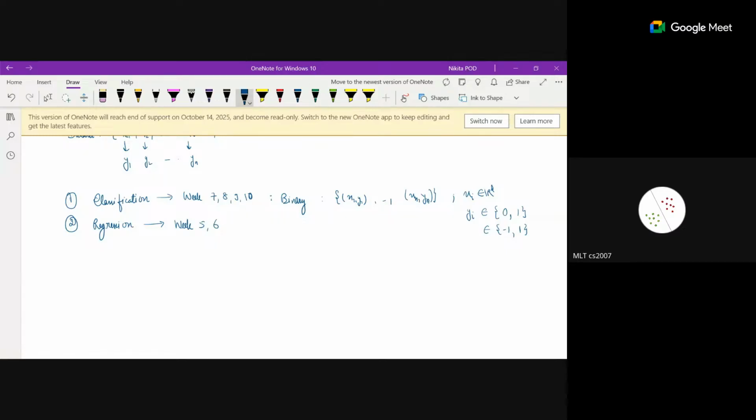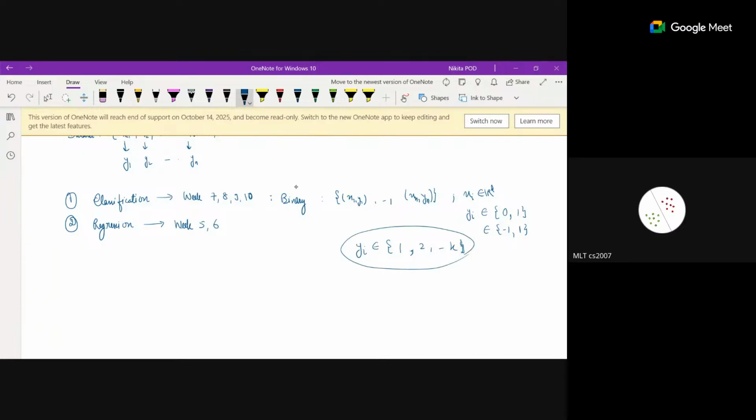If it is not a binary classification problem, I mean if the number of classes is more than 2, we call it a multi-class classification problem, where the yi's can belong to 0, 1, 2, so on till k, or 1 to k we can say. So this is a multi-class classification problem where the labels vary from 1 to k. In this course, mostly we are not dealing with the multi-class classification problem.